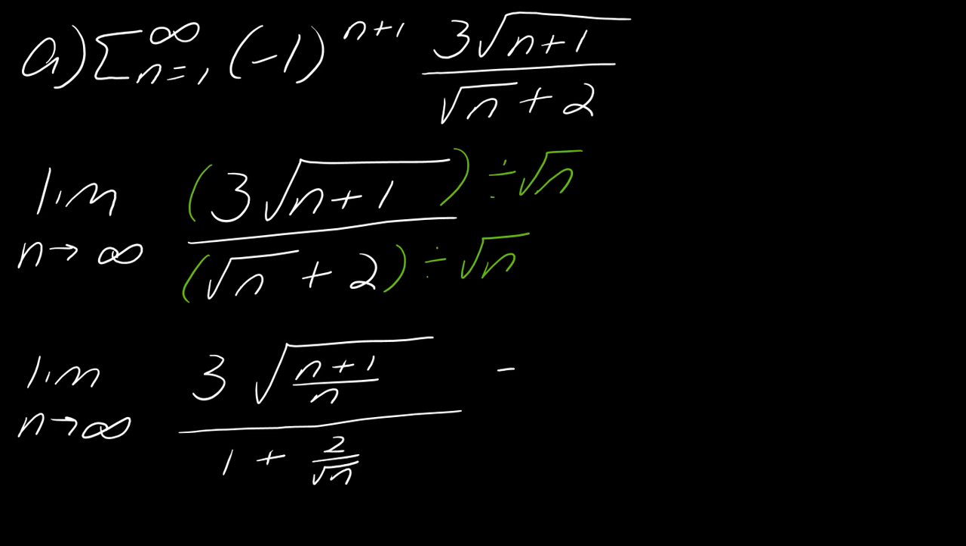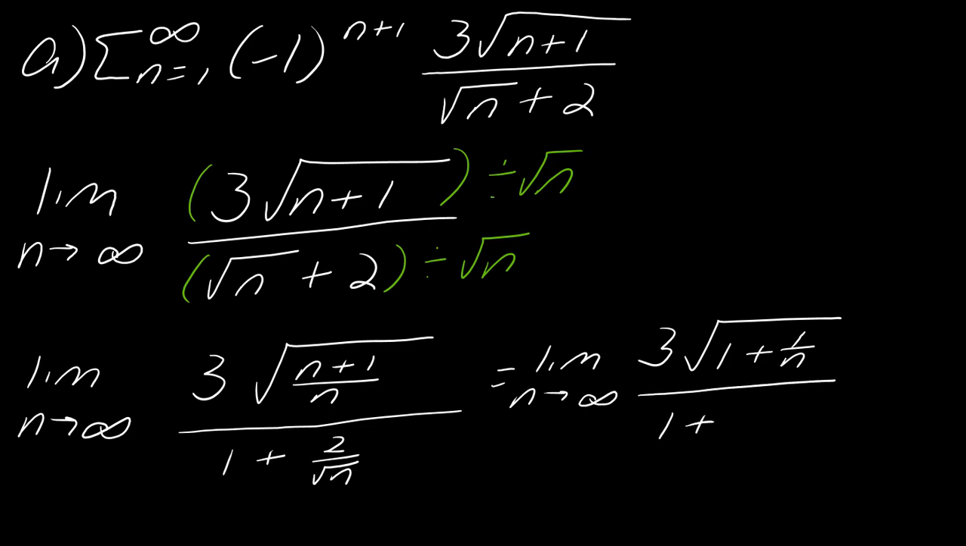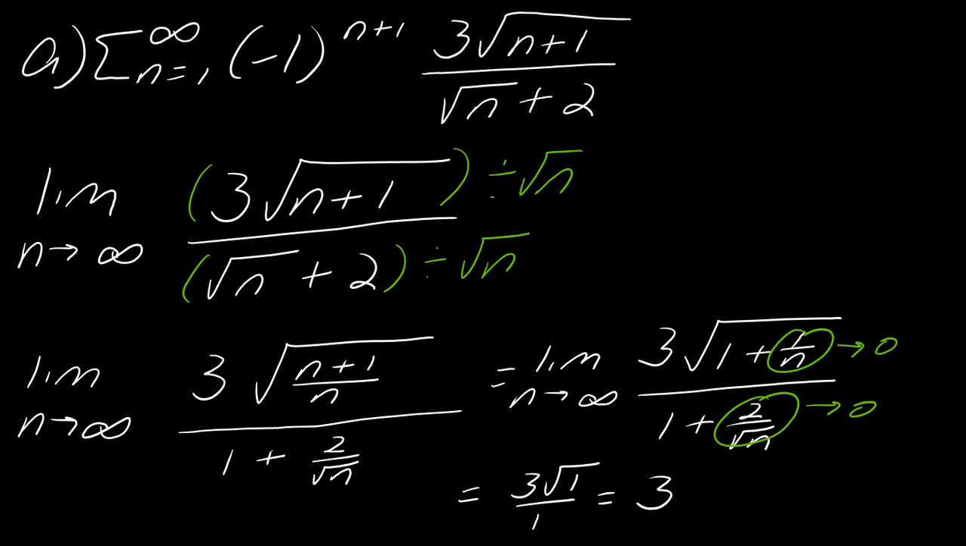I'm running out of space here, but let's keep going. This square root, I'll break into 2 separate fractions. So this becomes the square root of 1 plus 1 over n, over 1 plus 2 over the square root of n. And now I can evaluate this no problem. This part here is going to go to 0, and this whole thing is also going to go to 0. So what are we left with? We're left with 3 times the square root of 1 over 1, and so this is just 3.